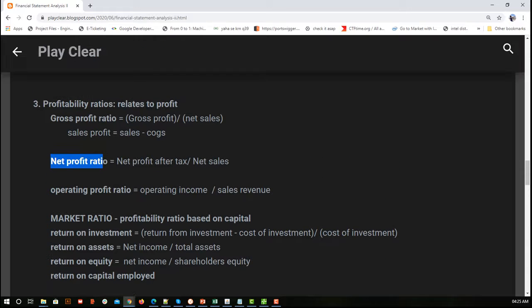Next is our operating profit ratio. What is the operating profit ratio? Operating income divided by sales revenue. So in general, what is the difference between income and revenue? Let's talk about sales revenue. After I sell my products, the amount that I get is nothing but my sales revenue, that is, revenue generated from sales.